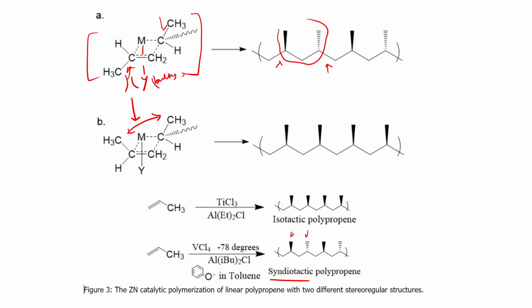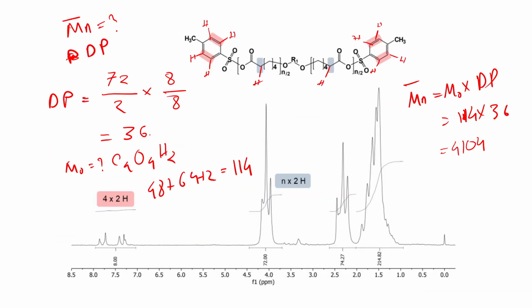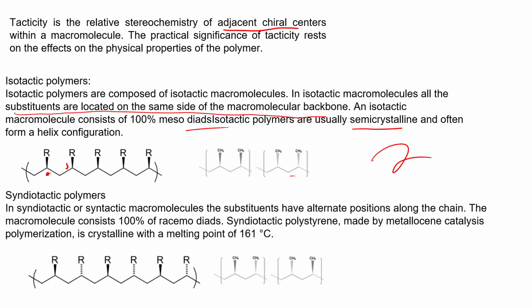Okay, so that's how they have formed these syndiotactic polymers, and now let's look into its properties. So this is the syndiotactic polymer. Both of the names, syndiotactic or syntactic, are popular for this kind of polymer, and this macromolecule has alternate positions along the chain. What we are seeing is that alternate groups are in different phases or planes, one above and another below. So the macromolecule consists of 100% racemo diads. These are called the racemo diads.